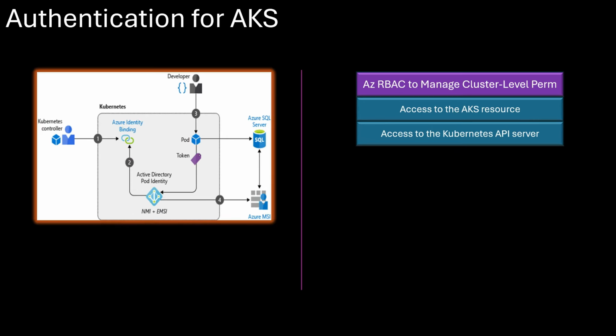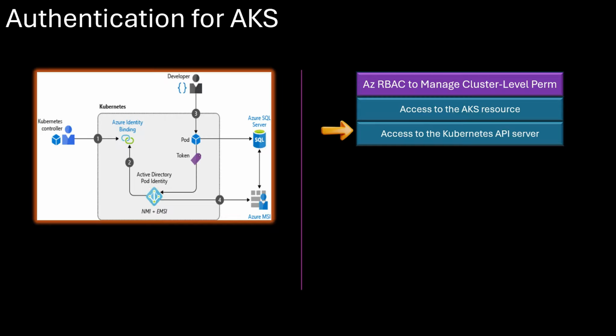Beyond Kubernetes RBAC, you also need to manage access to the AKS cluster itself. This is where Azure role-based access control helps. In AKS, there are two levels of access you need to control. The first one is access to the AKS resource in your Azure subscription. This determines who can scale, upgrade, or delete your cluster using Azure APIs.